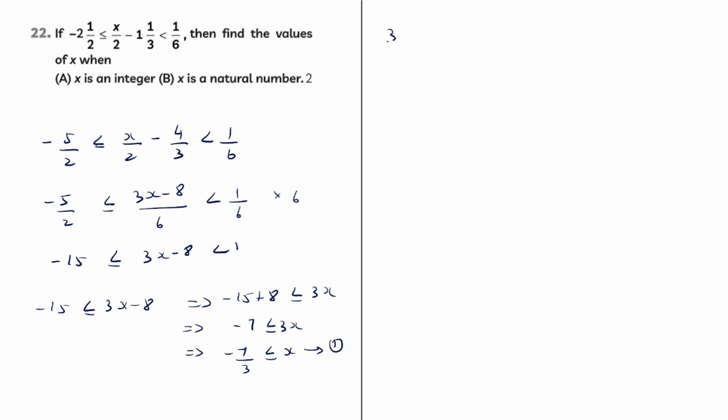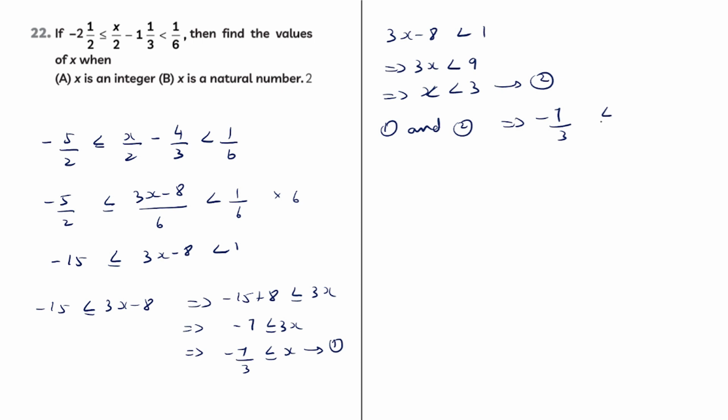And next we have 3x - 8 < 1. So from this we get 3x < 1 + 8, which is 9. So from this we get x < 9/3, which is 3. Let us take this as 2. So 1 and 2 imply -7/3 ≤ x < 3, or -7/3, it is -2.33 ≤ x < 3.